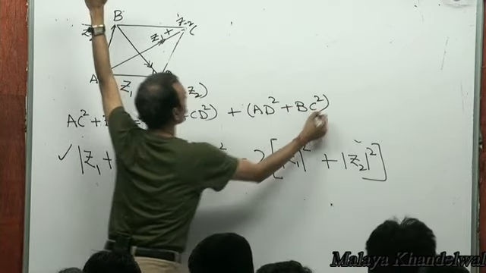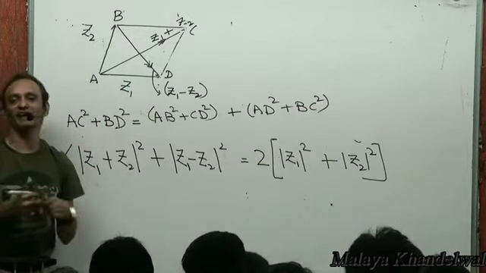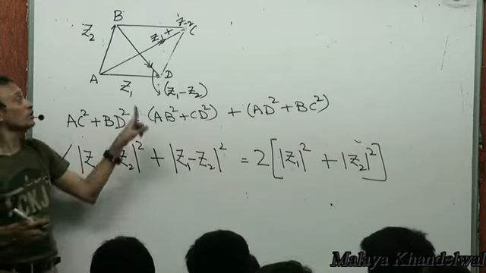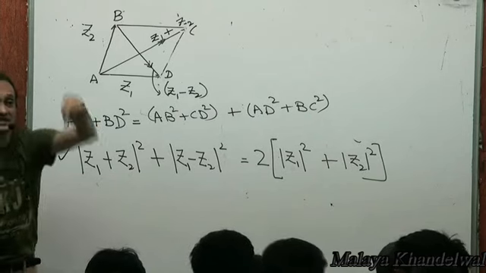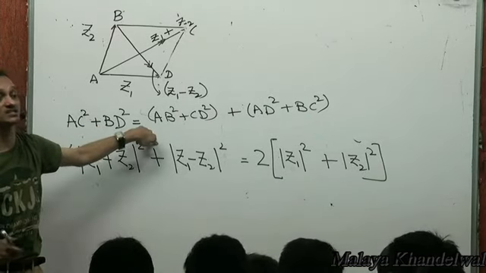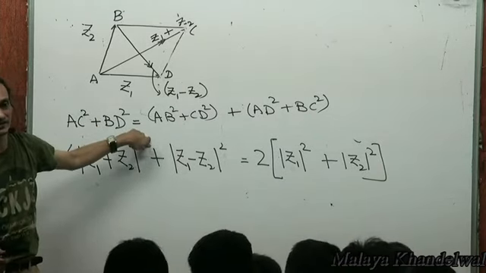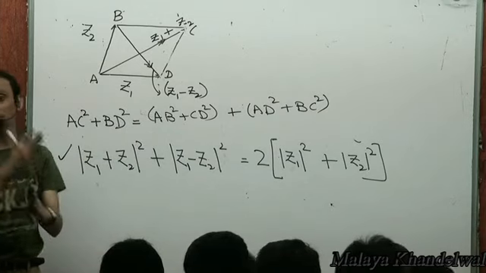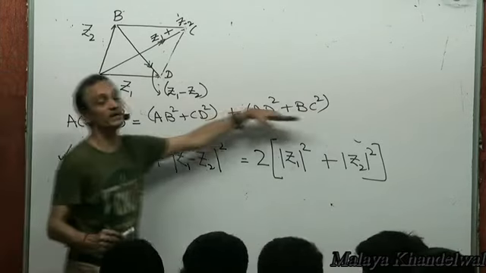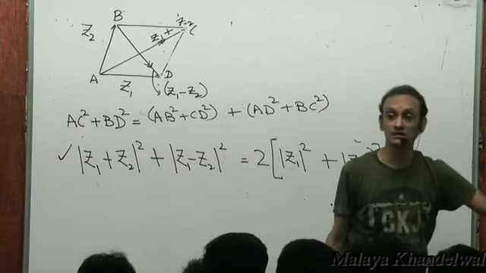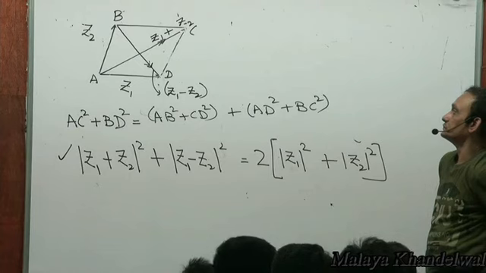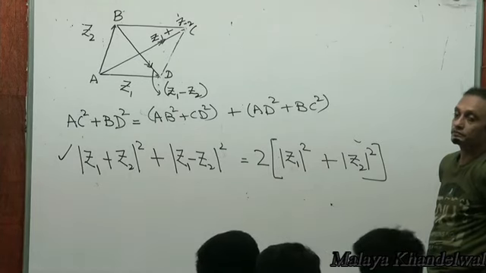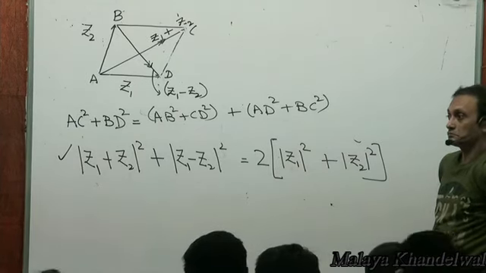Yes or no? Which means the sum of the squares of the diagonals of a parallelogram would be the sum of the squares of its sides, which is a well-known result in geometry. Clear?